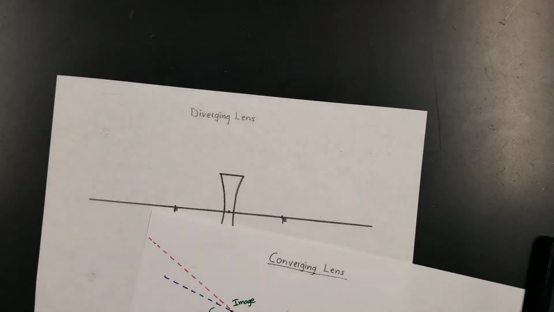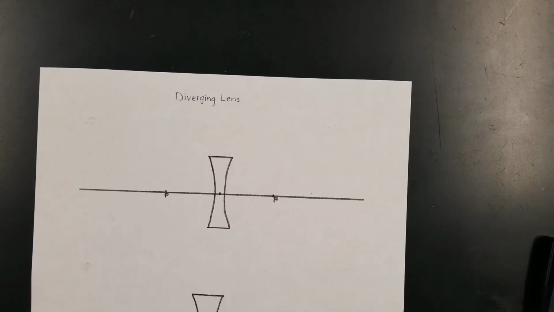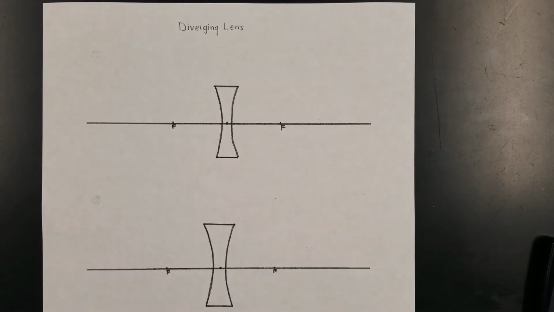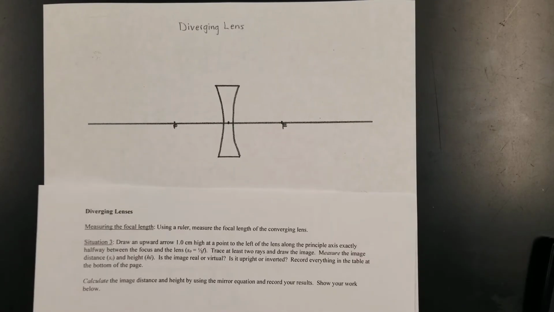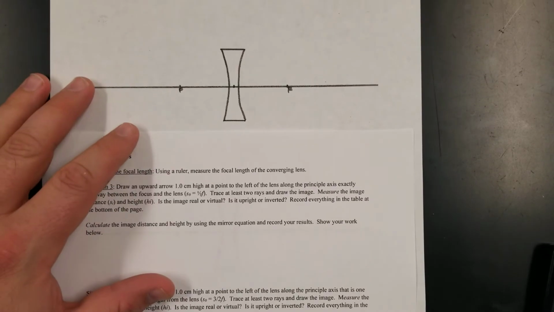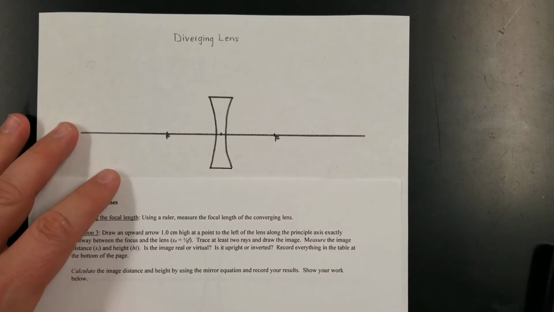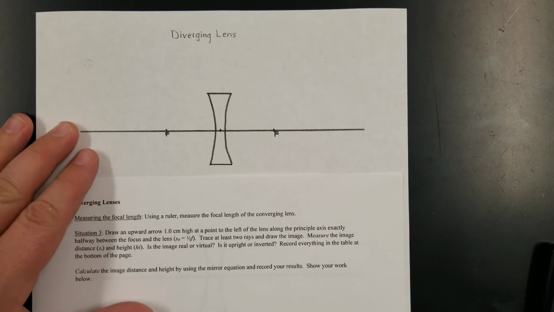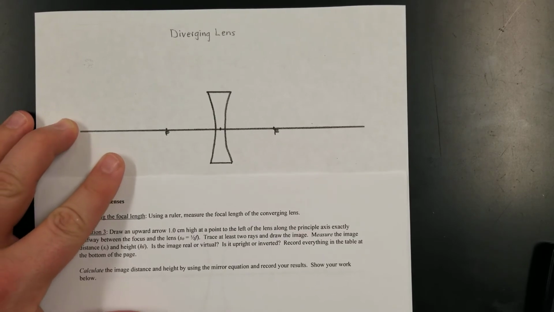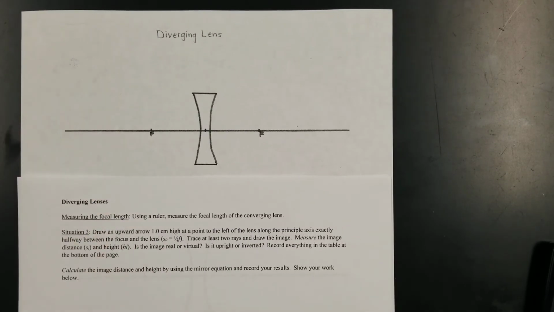We're going to move on to diverging lenses. Diverging lenses are typically thinner in the middle than they are on the edges. Let's get this bad boy going. We need to remember some of the rules for diverging lenses that are similar to the rules for convex mirrors, and we'll go through those as we go. So let's first start off by measuring our focus.